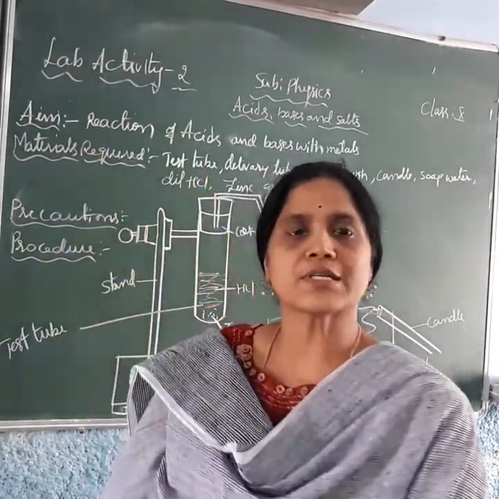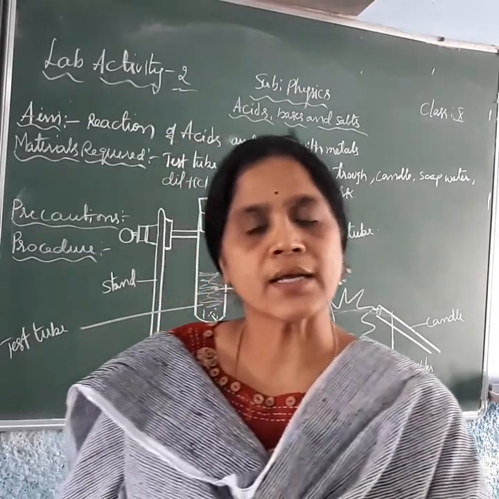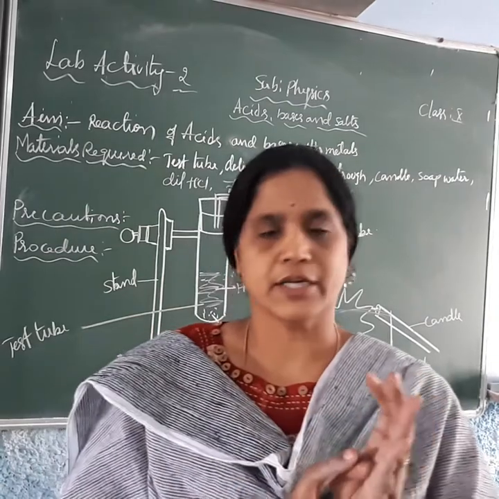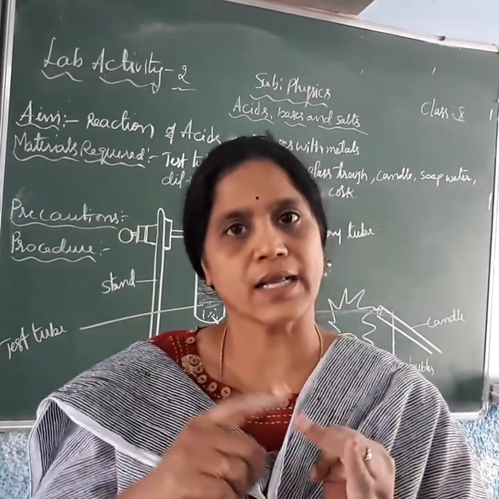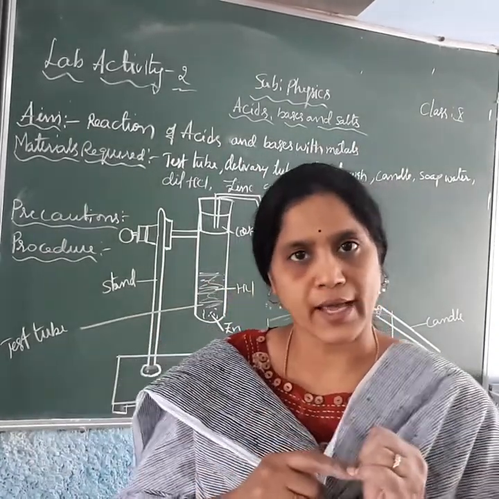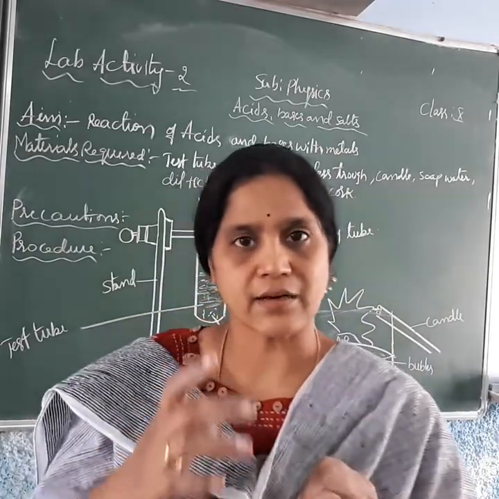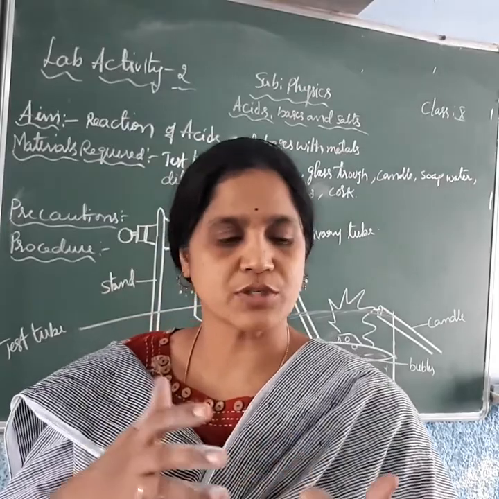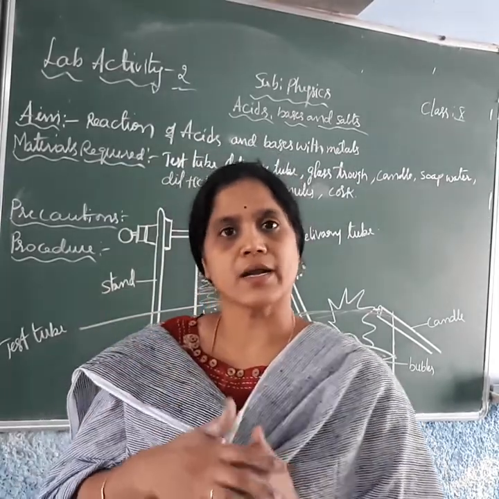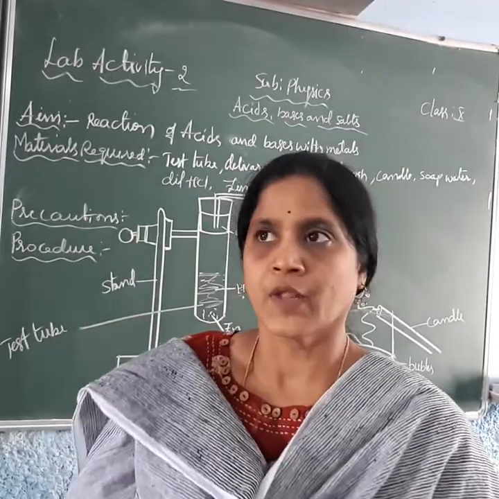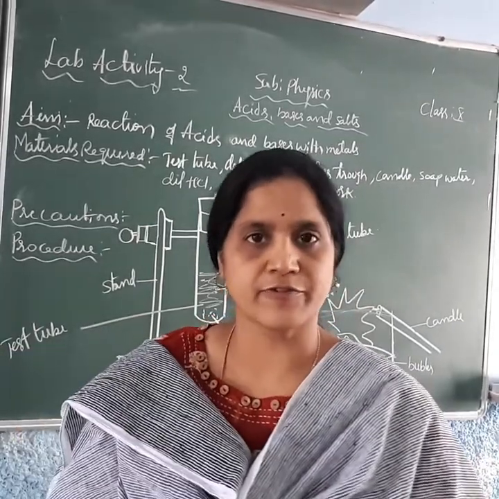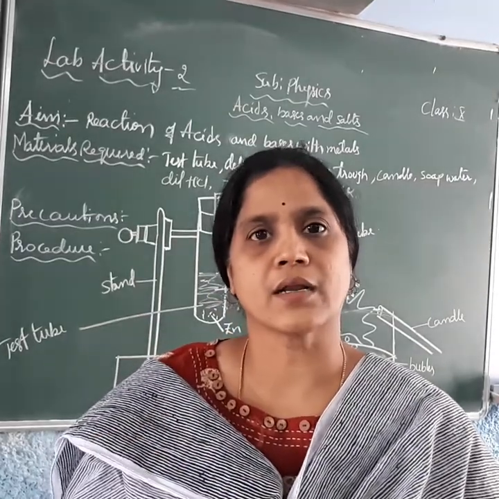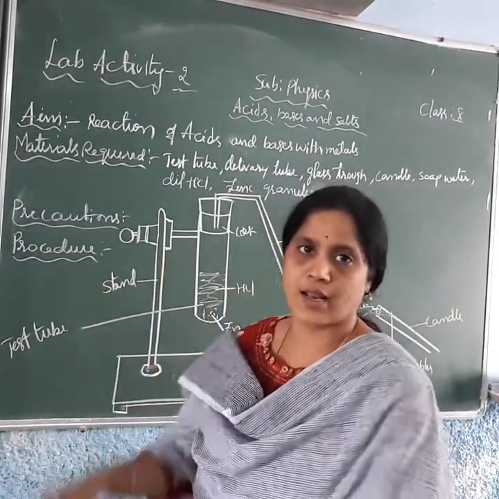Now, to do this lab activity, what are the materials required? We require a test tube, stand, cork, delivery tube, dilute hydrochloric acid, and zinc granules, because we require a metal. Since acids react with metals, we should take one acid and a metal, and a base also, sodium hydroxide. And next, a trough with soap water, matchbox, and candle. These are all required to do this lab activity.